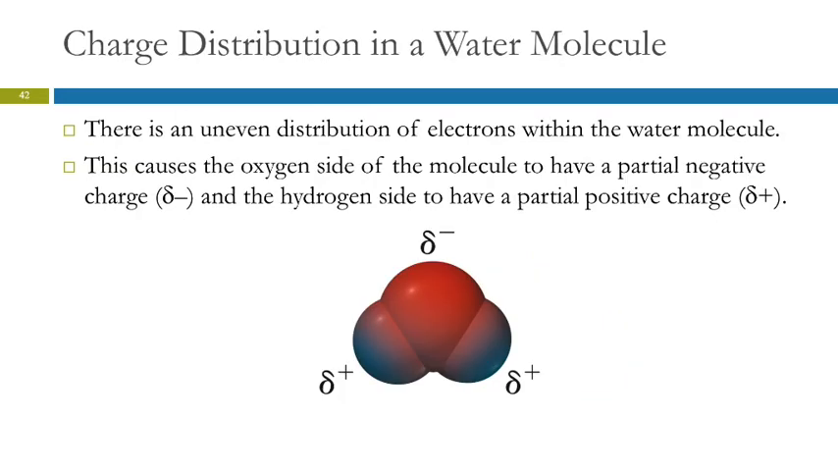So in water, there's an uneven distribution of electrons within the water molecule. It's a molecular compound. The bond between the oxygen and the hydrogen is a covalent bond, meaning the electrons are shared. But you can share something, and that doesn't mean it's necessarily shared equally.